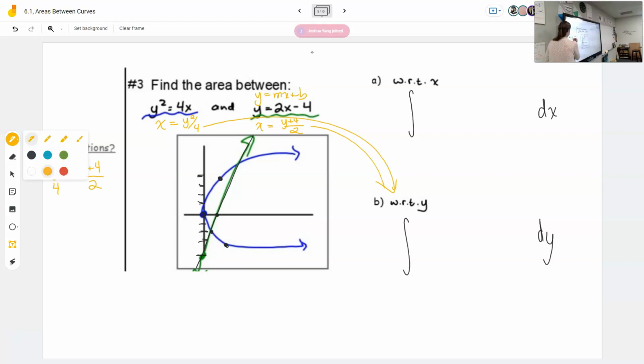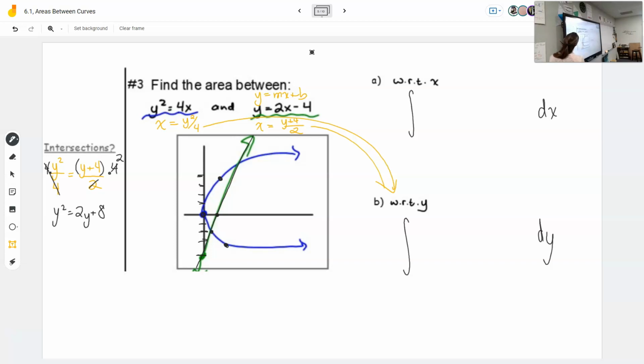I can do some math now, like, I don't know, times 4 on both sides. I'm just trying to get rid of my fractions. I don't like fractions. So multiplying by 4 gets rid of that guy. I can do some math here. I'll have y squared is equal to 2y plus 8.